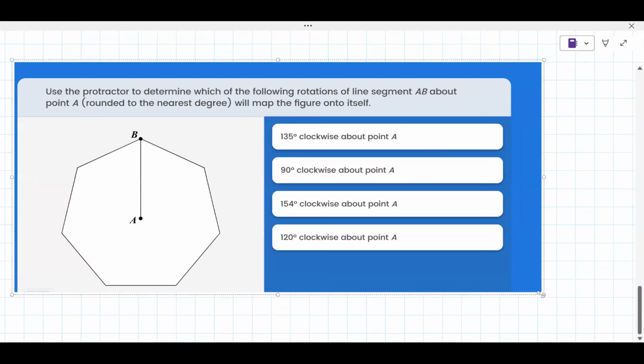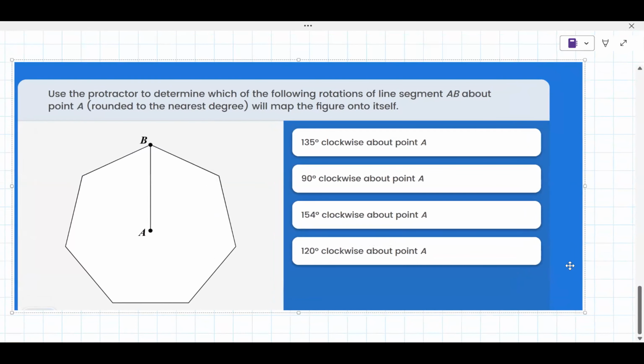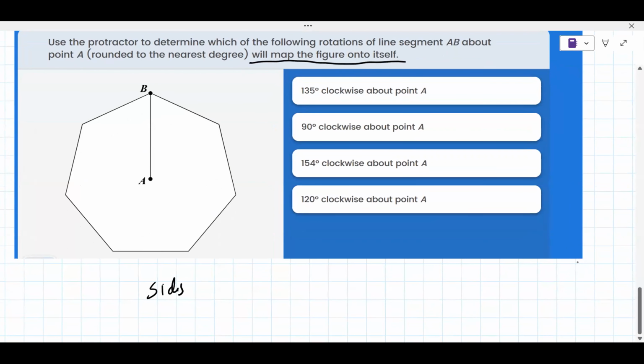So snipping this one in, it says which rotation here will map the figure onto itself. Which rotation will map the figure onto itself? I want you to think about how many sides there are. How many sides does this shape have? Well, I can't see the shape really well. I mean, it is on the screen here. I'm just asking you to count the number of sides.